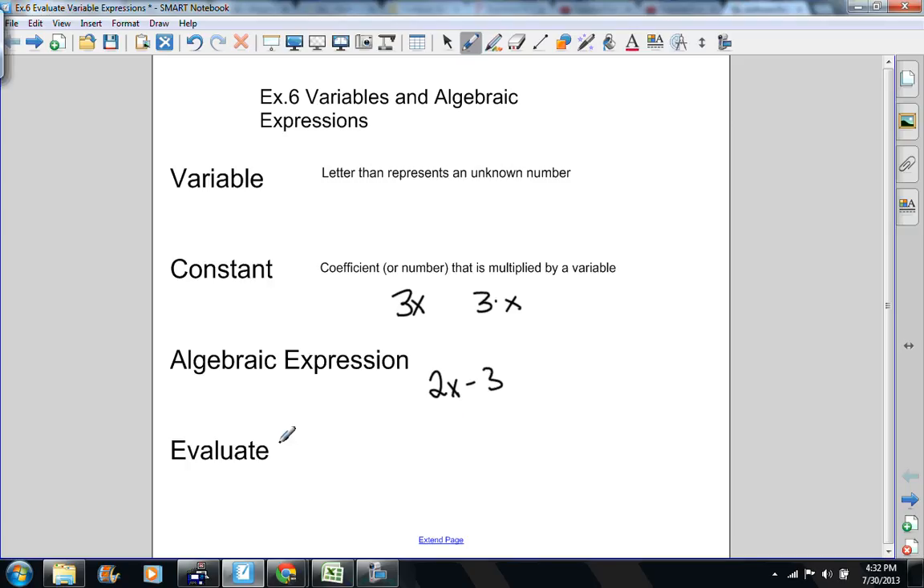And evaluate, that means solve or simplify. Okay, so if you have a quiz or a test that says evaluate blah blah blah, or simplify blah blah blah, solve blah blah blah, it means find the answer. Okay, so no matter what it is, find the answer.